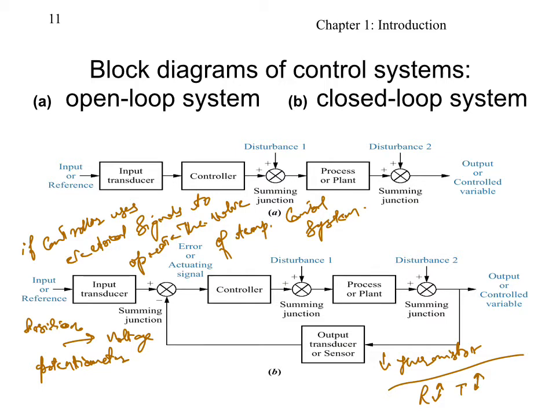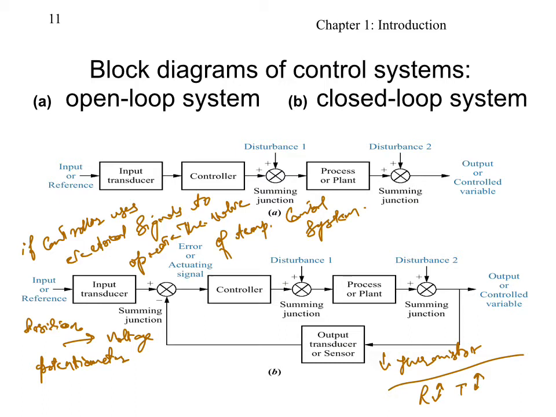Now in the closed loop control system, the output transducer or sensor measures the output response and converts it into the form that is required by the controller. Now let us consider an example. Suppose the controller uses electrical signals to operate the valves of a temperature control system, and the input position and output temperature are converted into electrical signals. That's obvious.